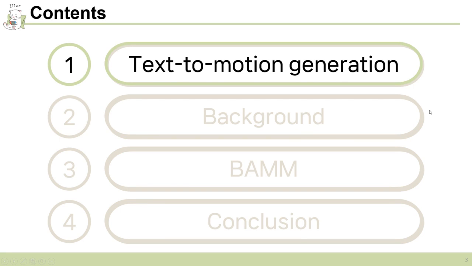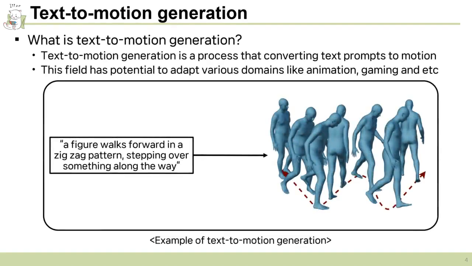Let's begin by understanding what text-to-motion generation is. Text-to-motion generation is a process where natural language descriptions are converted into 3D human motion sequences. This field is gaining attention because it simplifies the creation of complex animations, making it accessible for applications in gaming, virtual reality, and other domains. For example, instead of manually animating a character or using expensive motion capture systems, you can just describe the motion in words and let the model generate it for you.